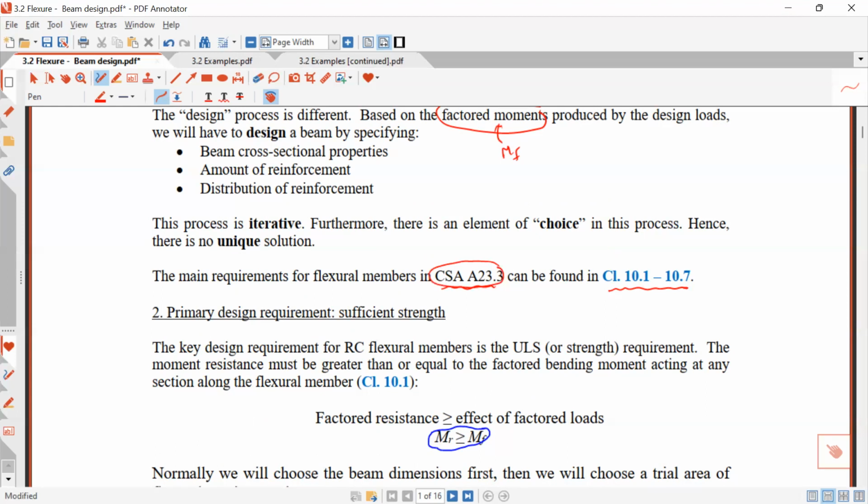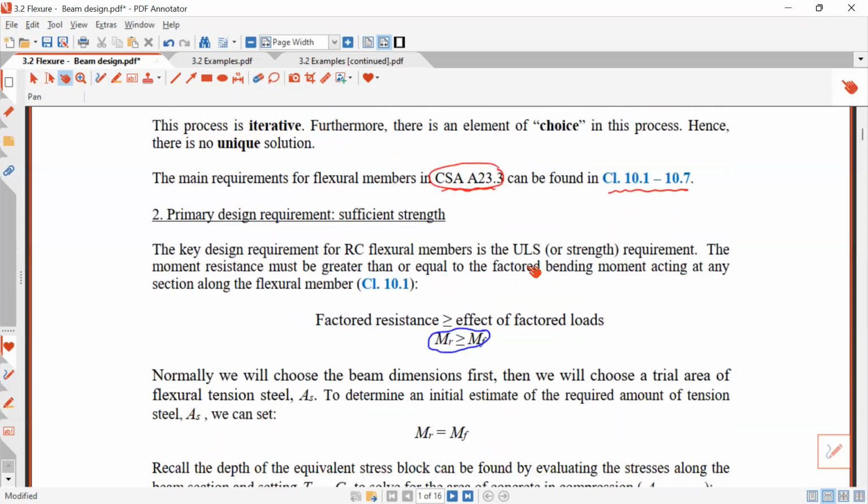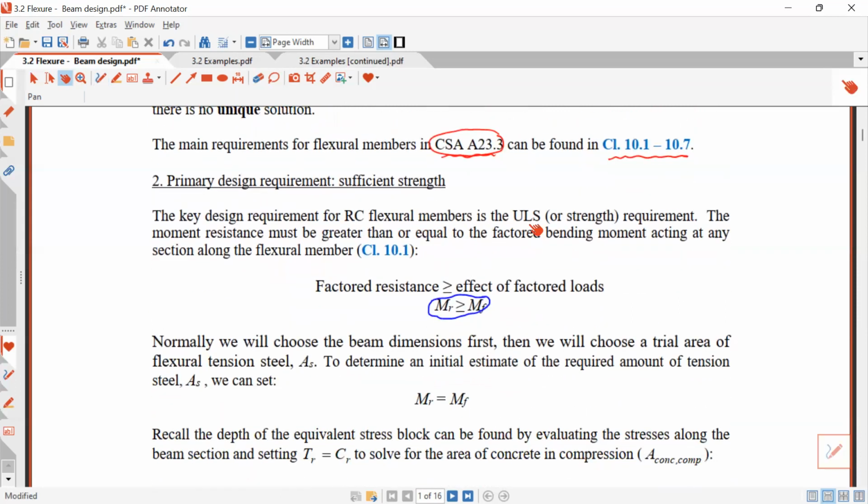The primary design requirement for RC flexural members in the ultimate limit states, or strength, is the strength requirement. The moment resistance must be greater than or equal to the factored bending moment. So MR needs to be larger than MF. This is the primary requirement that we need to satisfy. Normally, we will choose the beam dimensions first, then we'll choose a trial area of flexural steel to determine an initial estimate of the amount of reinforcement AS.